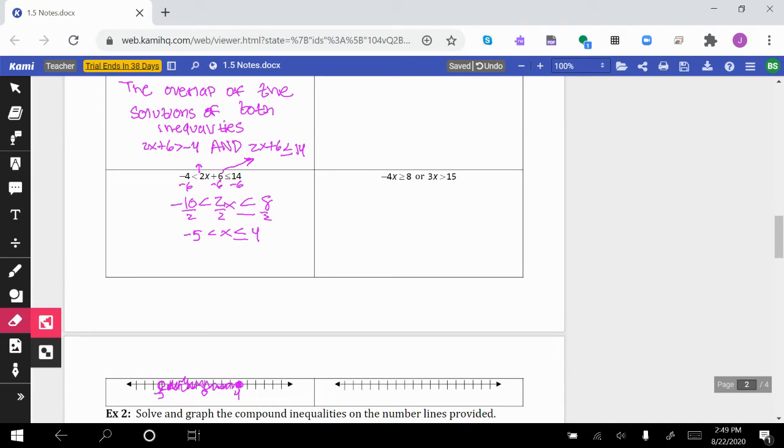okay? So let's try one more. So in this case, we have -4x is greater than or equal to 8. And we have 3x is greater than 15. So in this case, we solve these separately. So we have -4x, I'm going to divide by -4 on both sides. And we're left with x. And remember, we're going to flip that inequality sign because we divided by a negative. So it's less than or equal to -2. Or we're going to divide by 3. And we're left with x is greater than 5.